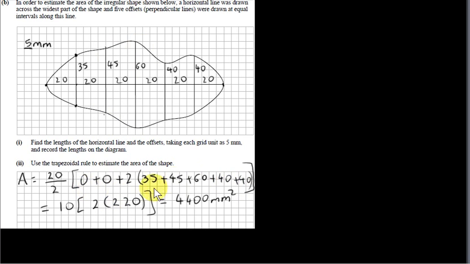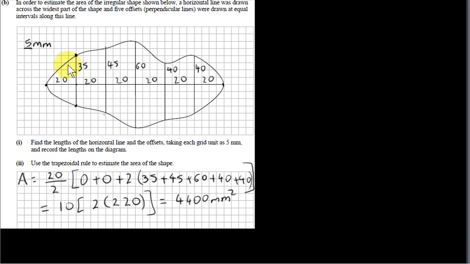Now these offsets are the total lengths of the vertical lines. So it's 0 here and it's 0 here. Then we have 2 times all the other offsets. So the distance from here to here is 35. Distance from here to here is 45. Then 60. Then 40, and then another 40. Calculating all of this, we get 4,400 millimeters squared.